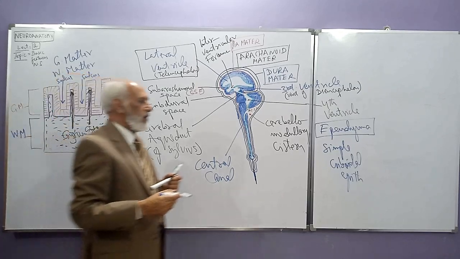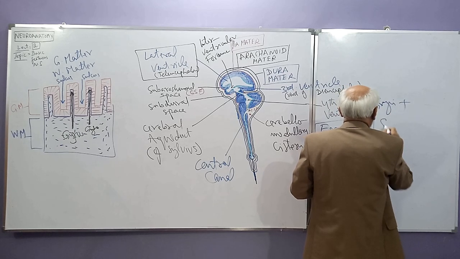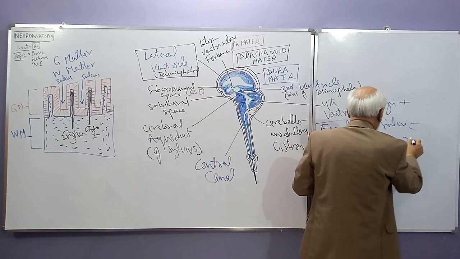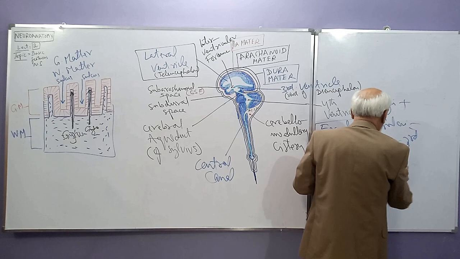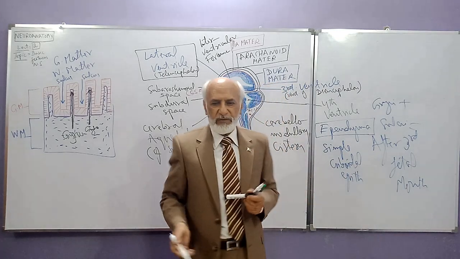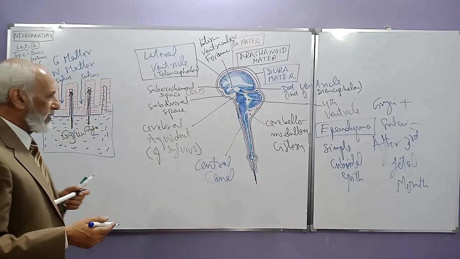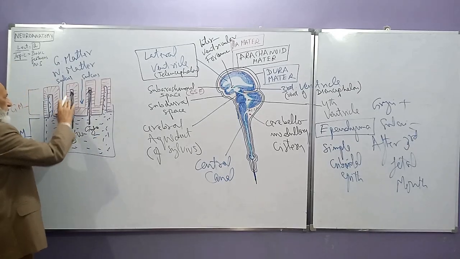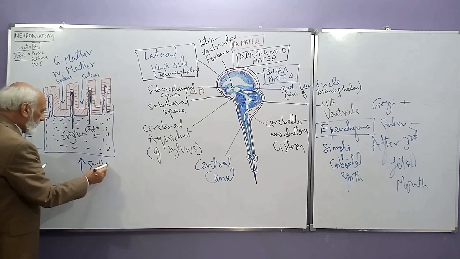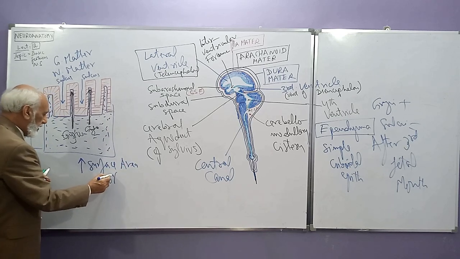The gyri and sulci develop after the third fetal month. Before the third month, the surfaces of the brain are smooth. Then after the third month, these gyri and sulci appear. The purpose of these gyri and sulci is to increase surface area, in other words, to increase gray matter.